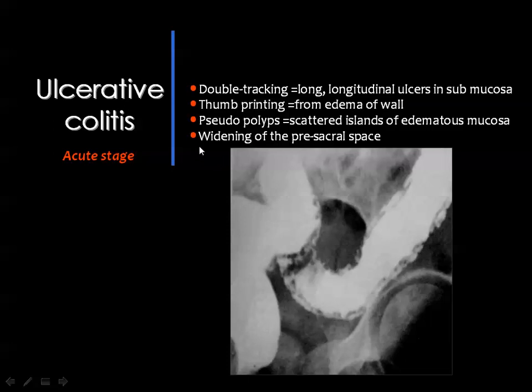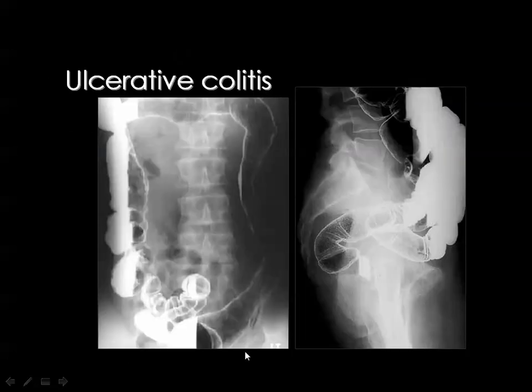Then this is considered, in the era of barium enema, as one of the diagnostic issues, which is widening of the presacral space due to spasm of the rectum. This is the granular appearance of the colon in the rectum and in the sigmoid area, and this is considered the final or pre-final stage of ulcerative colitis, with lead pipe appearance, spastic colon, loss of haustra, and even shortening of the colon itself.